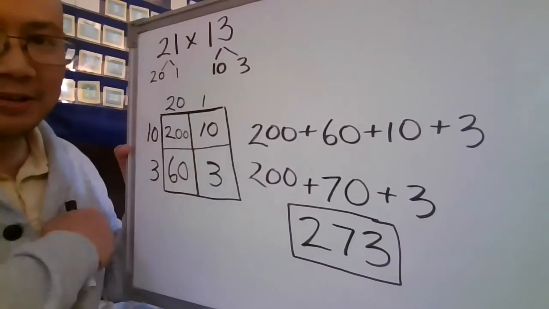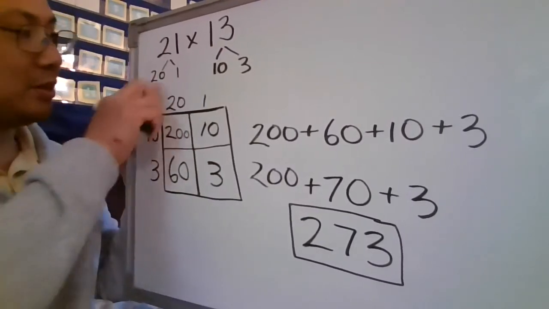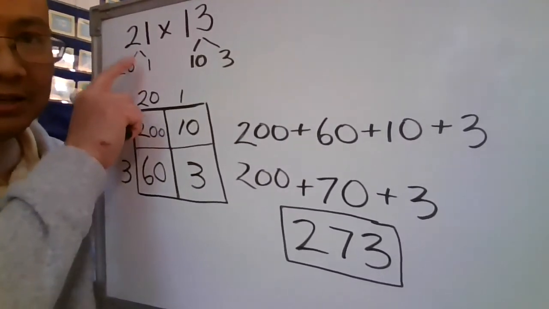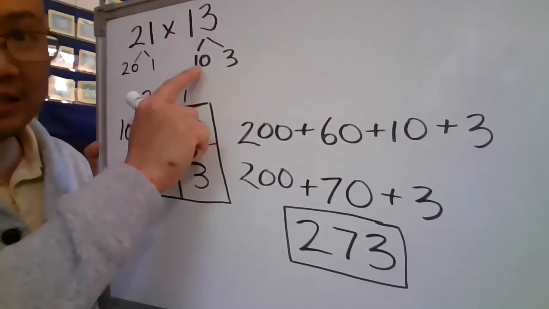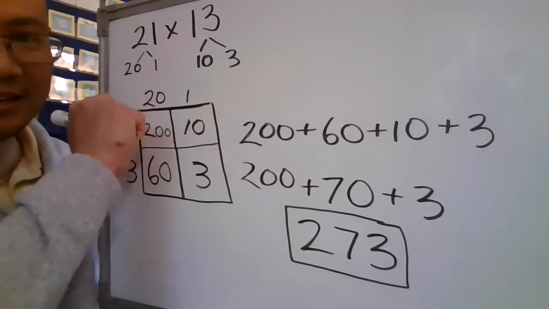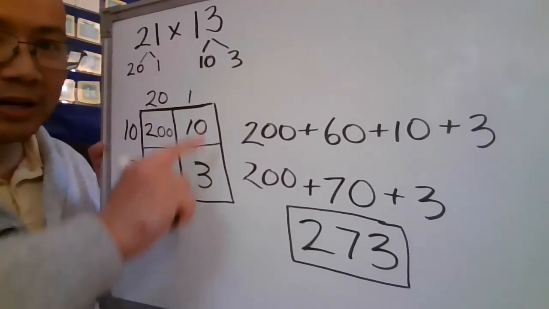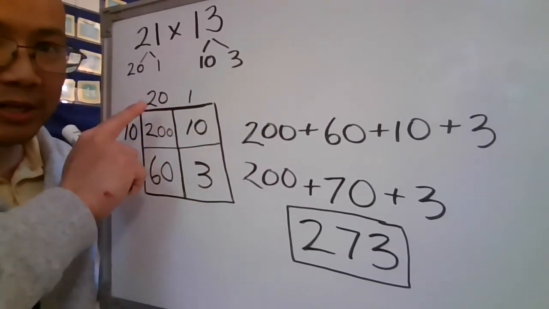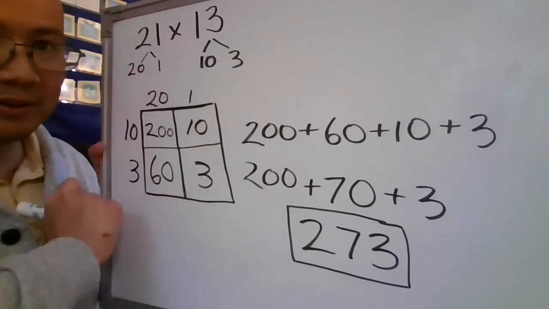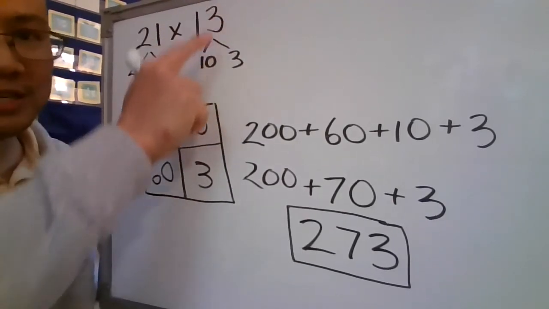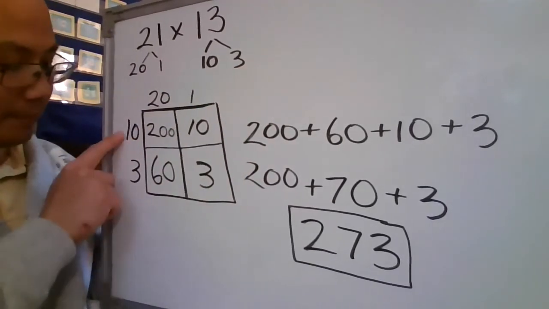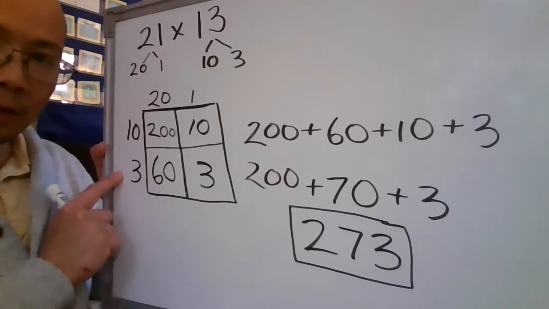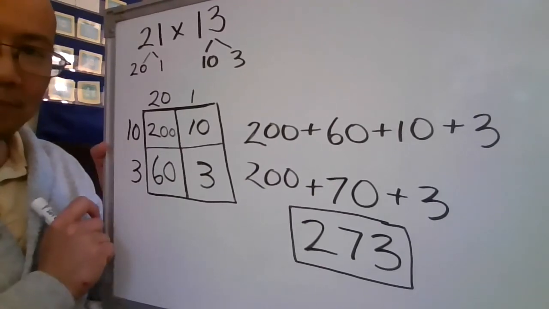21 times 13. The first step is to break the number down to see what's inside. 20 and 1. Now break 13. 10 and 3. Once you have the numbers correctly, you want to place 20 and 1 up top. And then the second number, 13, 10 and 3, you want to place the 10 and 3 on the bottom, up and down. 3 is at the bottom, 10 is at the top.